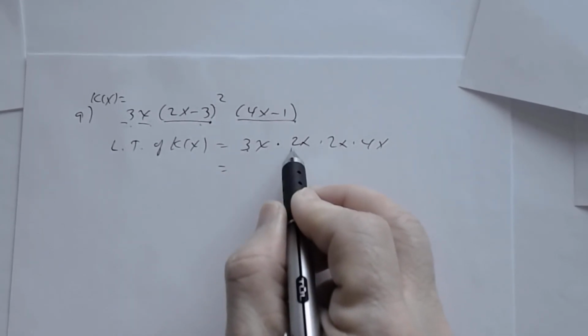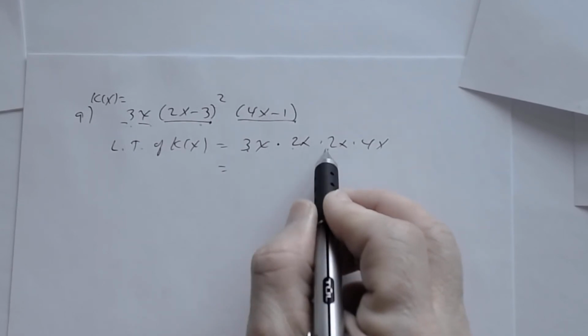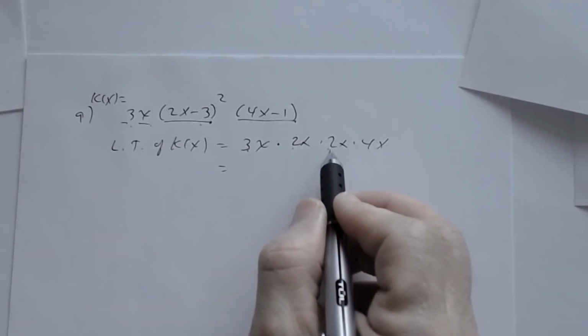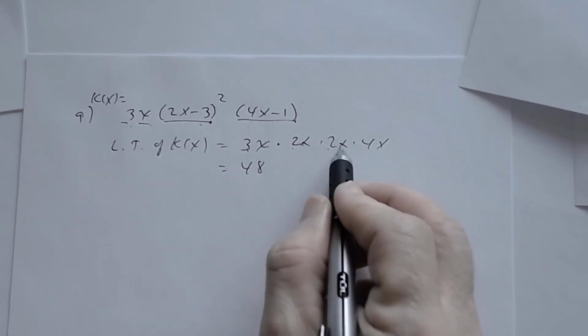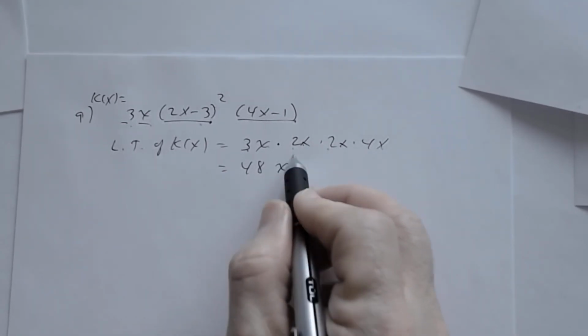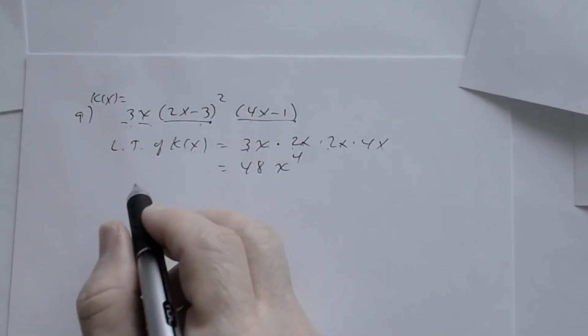All right, and you just multiply it out. So 3 times 2 times 2 times 4. So 3 times 2 is 6. 6 times 2 is 12. 12 times 4 is 48. So I got 48. And then x times x times x times x is x to the 4th. All right, and so I get this.